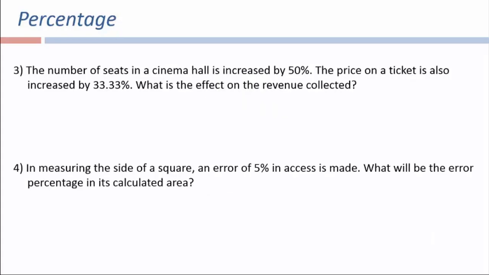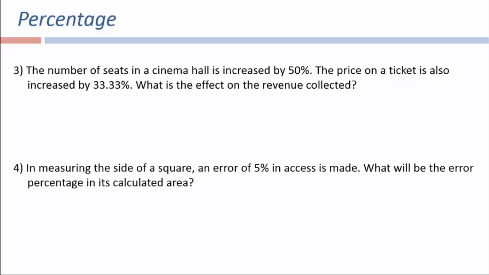So the number of seats in a cinema hall is increased by 50%, and the price of a ticket is also increased by 33.33%. Now, do you see an A into B is equal to C kind of relationship here? If the number of seats is multiplied by the price of one seat, I will get the overall revenue collected by the cinema hall. So there is a relationship A into B is equal to C.